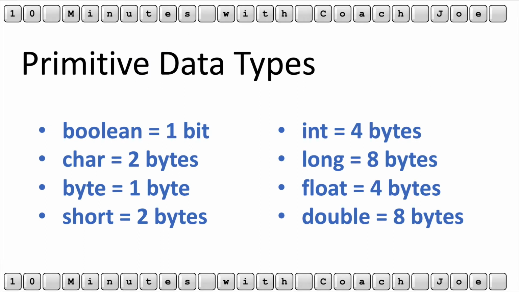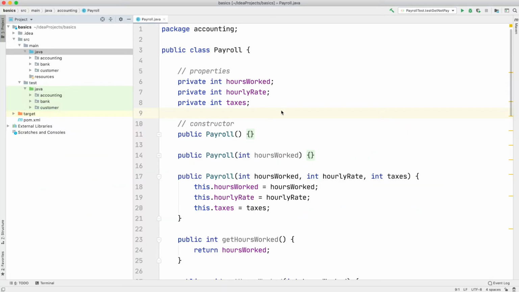Here's a list of primitive data types and the memory used. Primitive data types do not have any additional methods available. Java is a strongly typed language, which means each variable declared must be predefined with a specific data type. Once defined, it cannot be changed to another data type. Here's a quick code example that should help you understand.